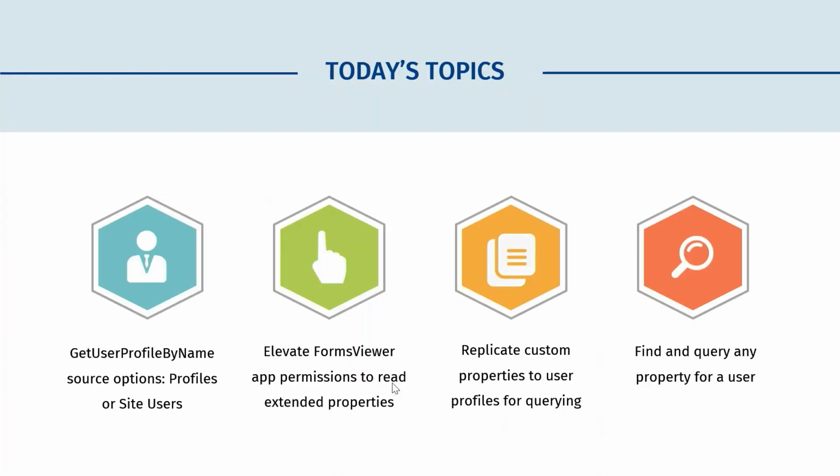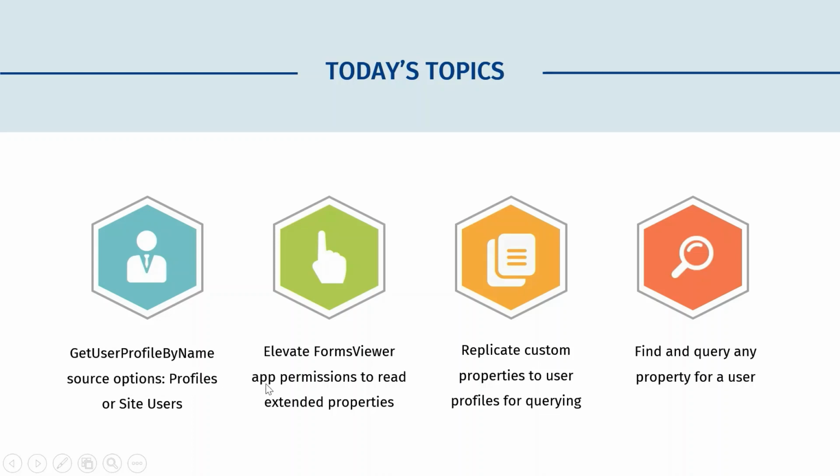So, today's topic is going to be about getting user profile data in Forms Viewer. And this is important because in our recent Forms Viewer 4.2 release, we provided a way to query the site user information list by adding a source parameter in the get user profile by name command. So there are now two options. You can query user data from the profile store or the site users list, and you can use these as values in the source parameter.